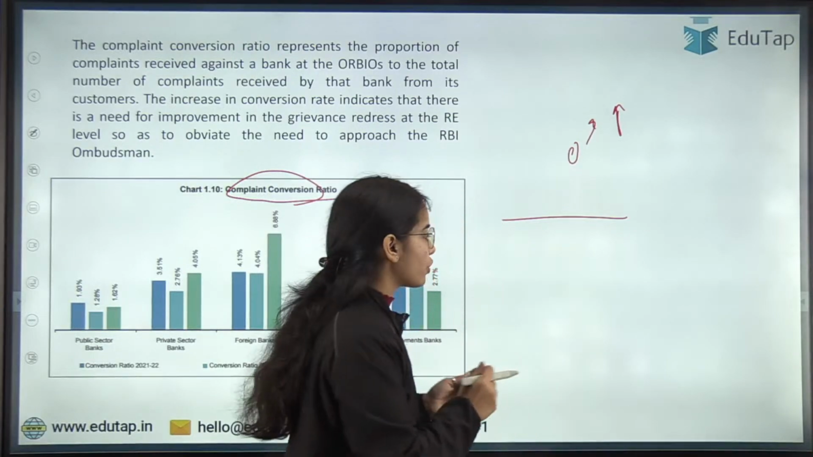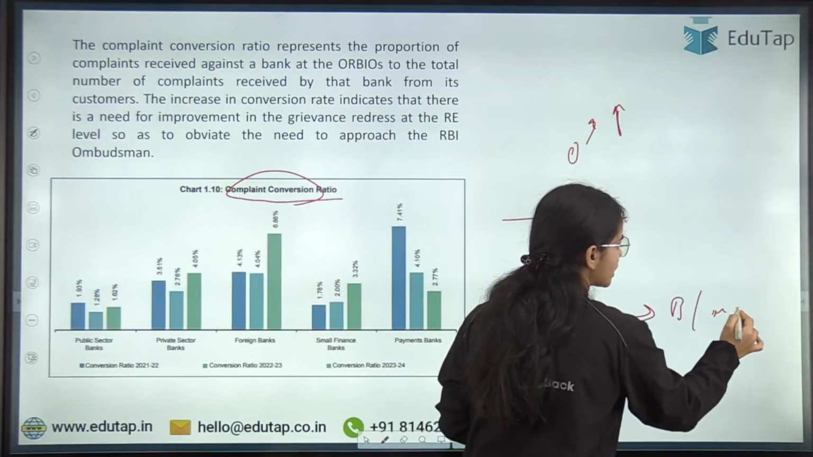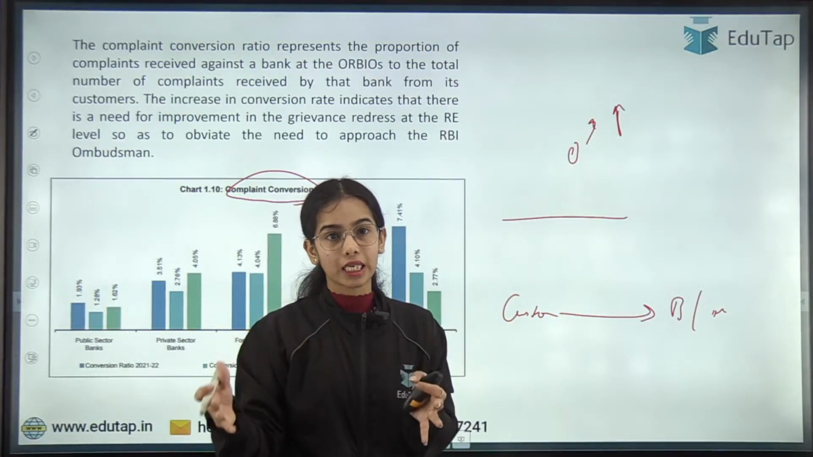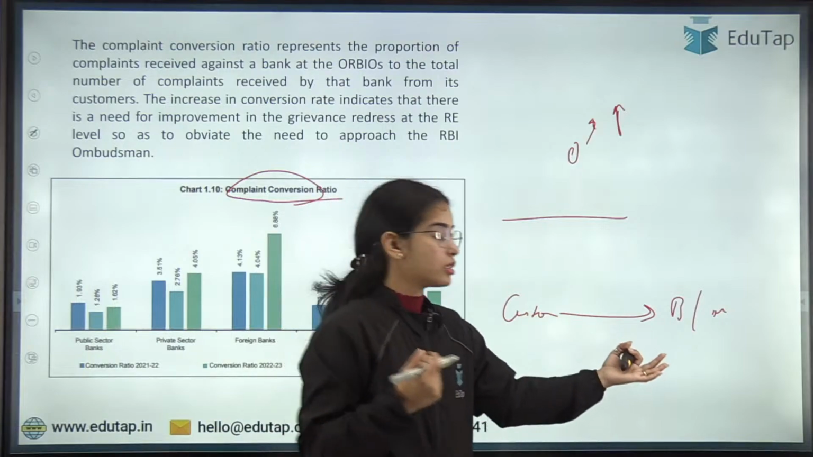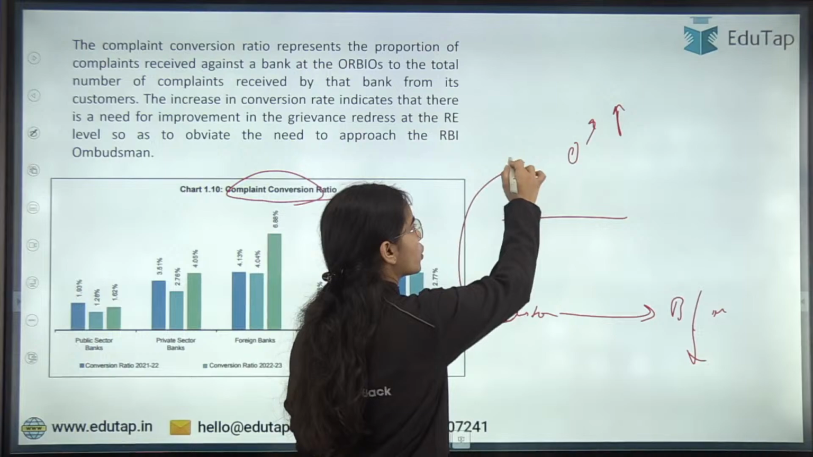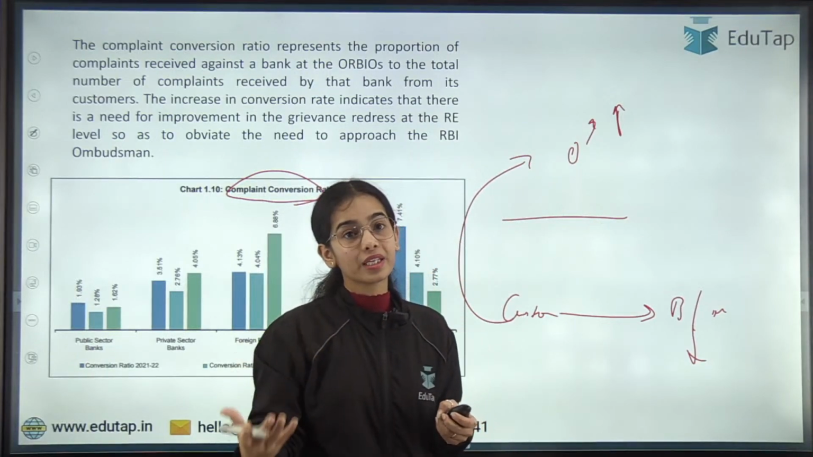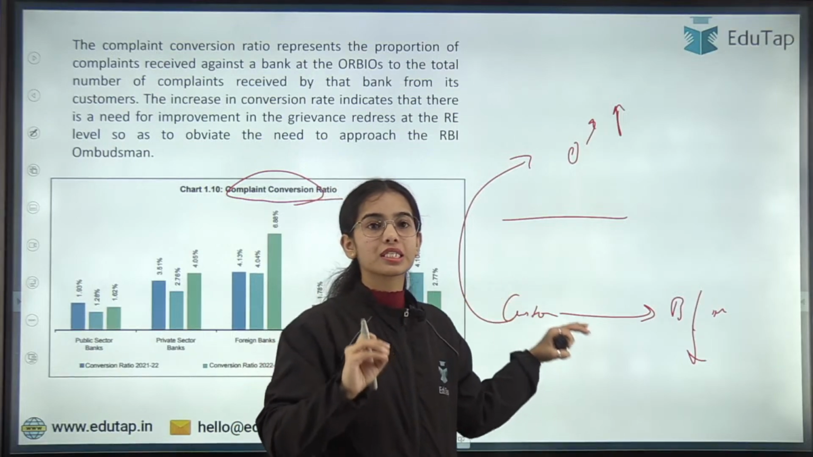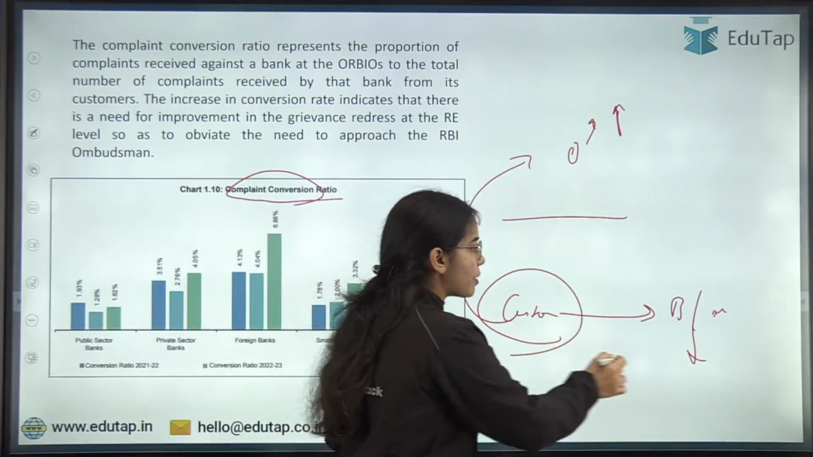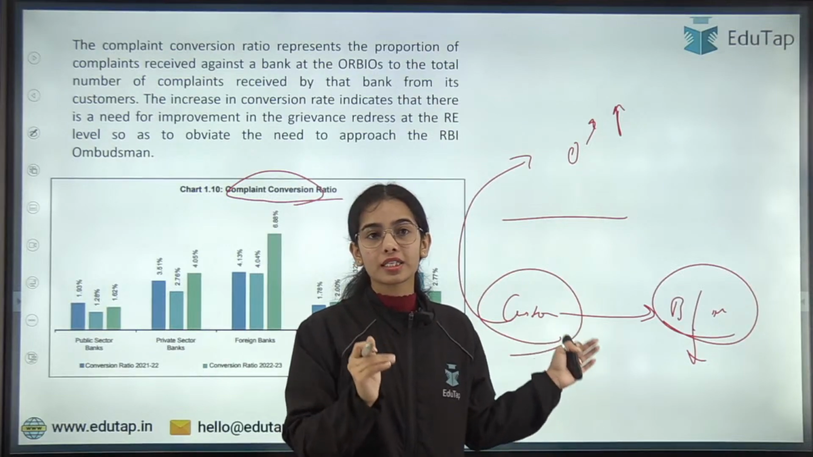So see, first of all, if you have any complaint, you will go to the bank or the NBFC or the regulated entity. If they are not resolving your complaint within 30 days or the complaint is not resolved in a satisfactory manner, then this customer will go to the offices of the Ombudsman to get the complaint addressed. So if the offices are receiving more of the complaints, that means that the banks or the regulated entities are not catering to the customer's complaint.